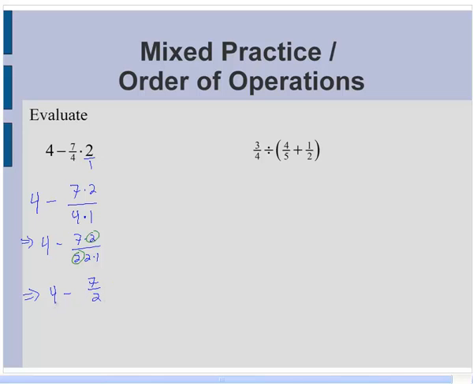Now, that 4, I'm going to think of as a 4 over 1, and I need to build up these fractions so that they have a common denominator. The LCD between 1 and 2 is 2, so building up by a factor of 2 gives me 8 over 2 minus 7 over 2, which is 1 half.